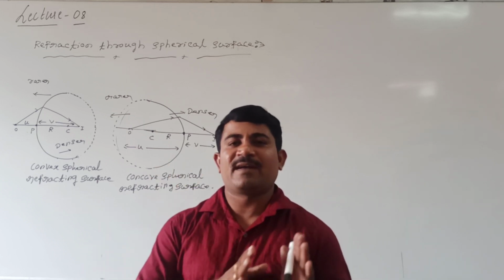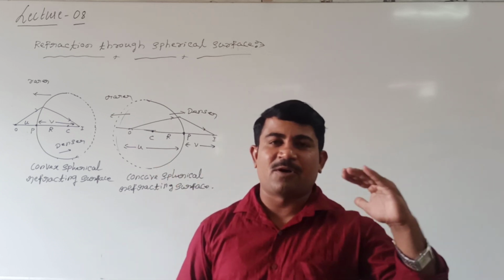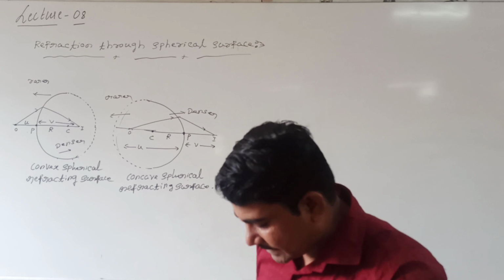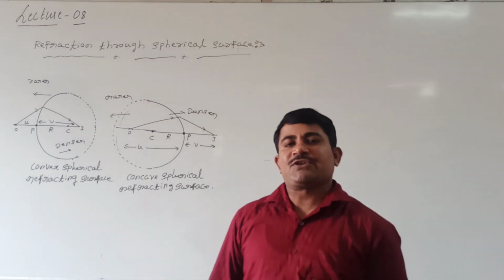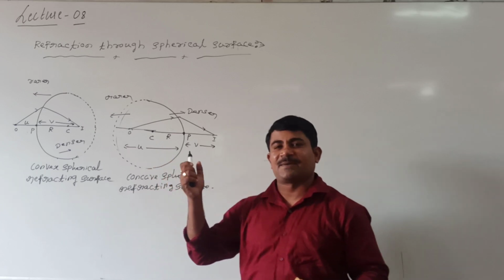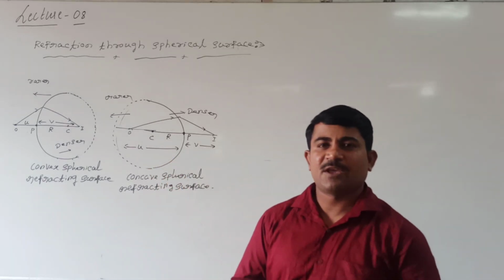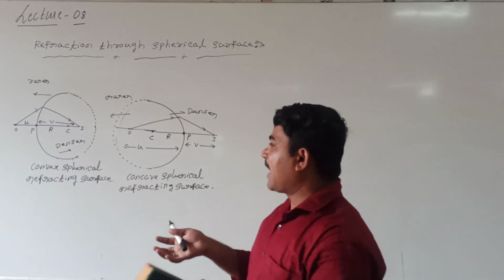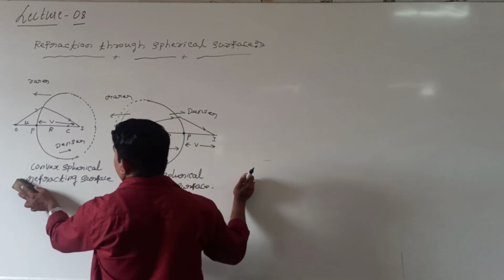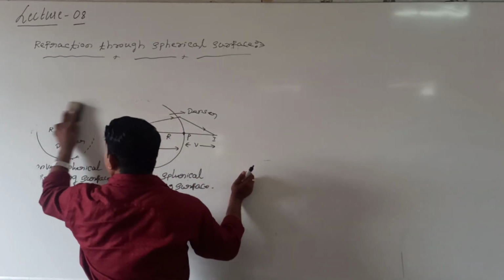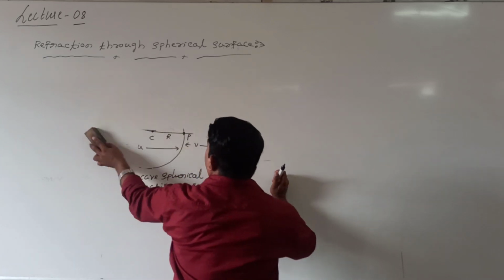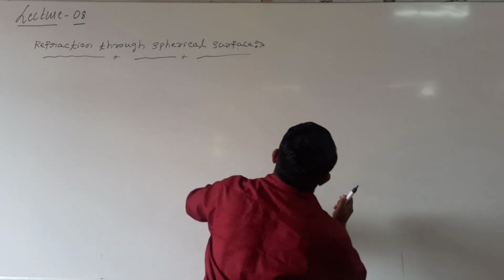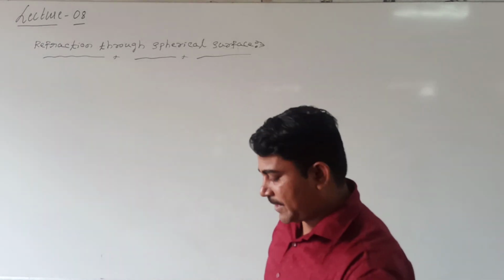By taking all these points, let us see the relation between object distance, image distance, radius of curvature and refractive index of the medium. Now you can derive this relation by taking either a convex or a concave spherical refracting surface. If we get it for one surface, then easily you can get it for the other. For my convenience, I will take a convex spherical refracting surface through which the ray of light is incident and gets refracted. Very simple. Listen to me.